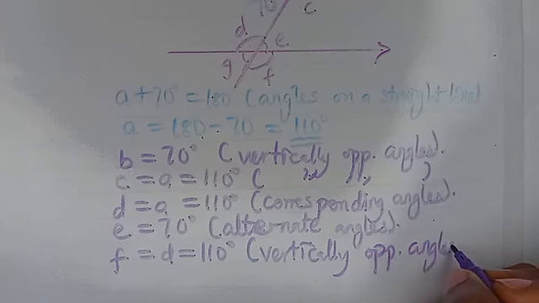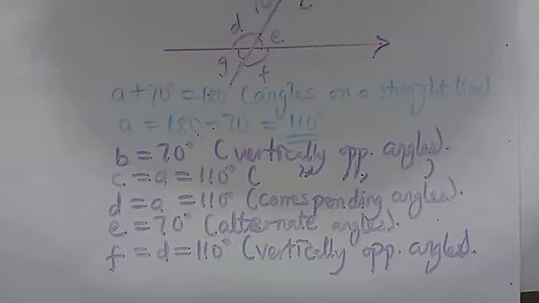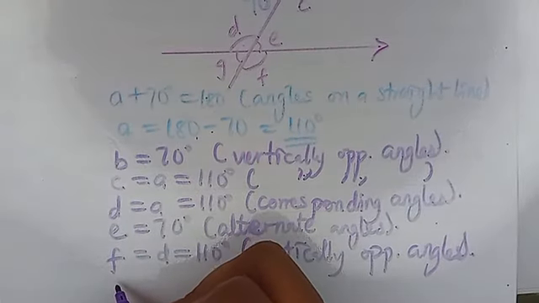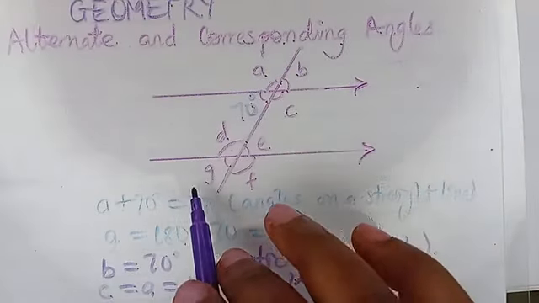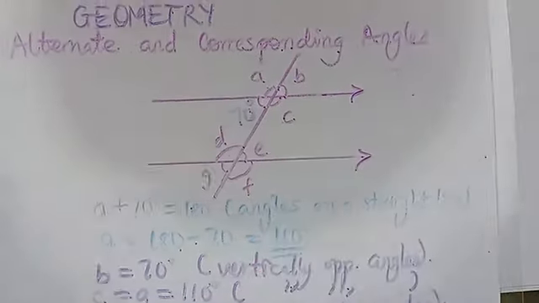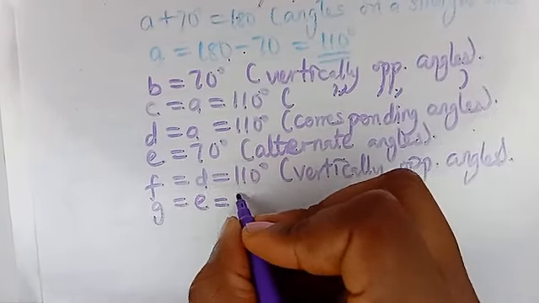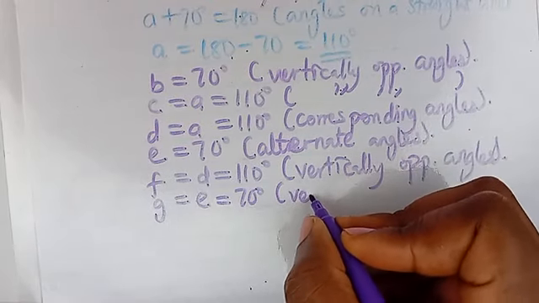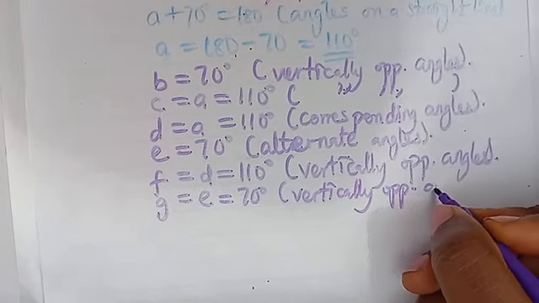Remember, however you solve it, provided the answers are correct and your reason is correct, it is right. Everybody mustn't have the same reason. Now, the remaining angle G: we have that angle G is equal to angle E because they are vertically opposite angles. So angle G is equal to angle E, and angle E is equal to 70. So G is finally equal to 70 degrees, and the reason is vertically opposite angles.